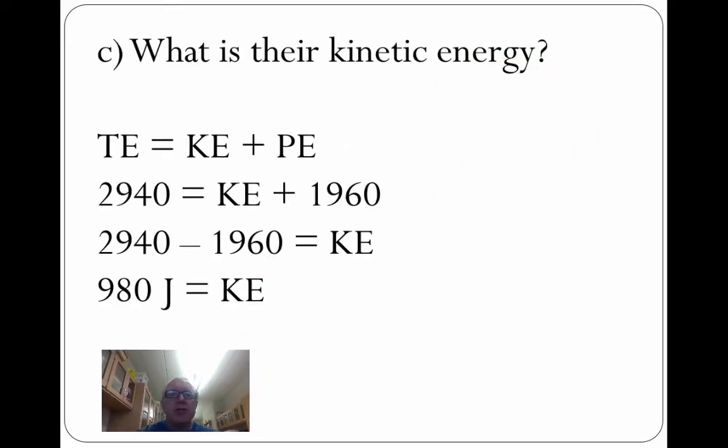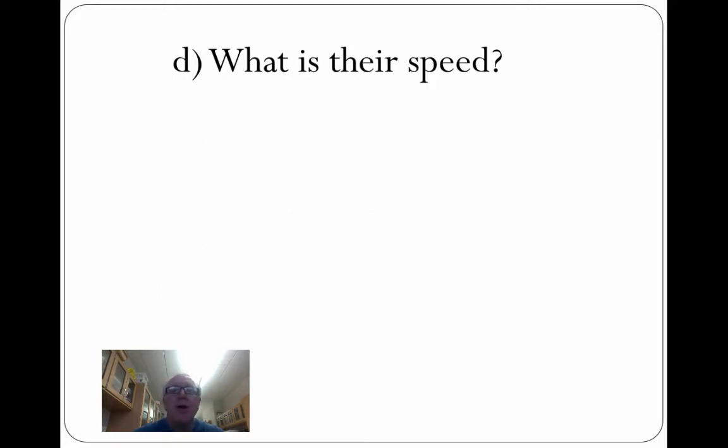Okay, so for part C, what is their kinetic energy? Well, what they've lost in potential energy, they've converted to kinetic energy. So, given the information that we have over here, we can see that they now have 980 joules of kinetic energy. Okay, so how about their speed?